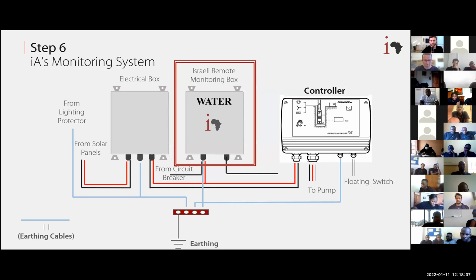Now we got to the Israeli monitoring system unit. You can see it's also located in the pump room. It's another electrical component. Just to mention, this is the way we use it right now. In the future, we're going to change it to another way, which I'm going to show you in a couple of slides. It's located here. You can see it's also connected to the earthing system.